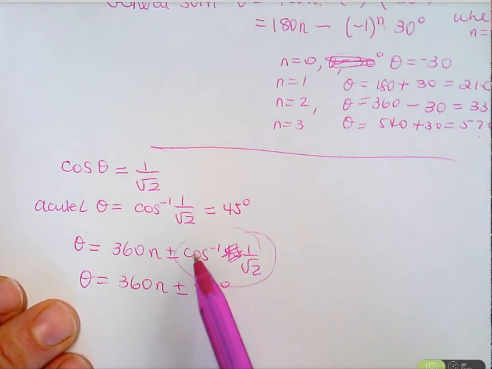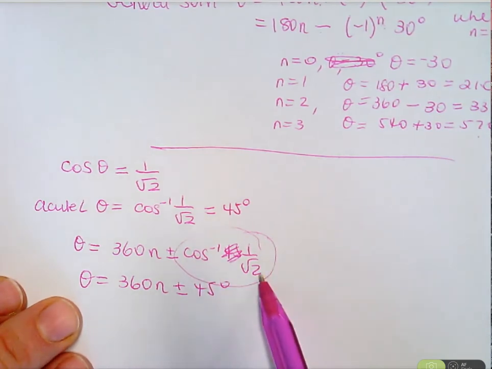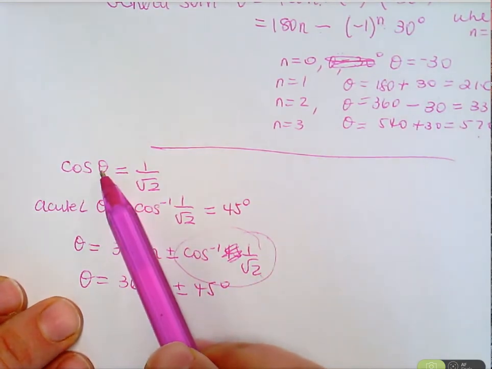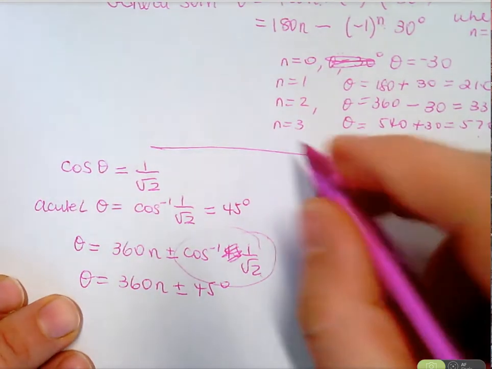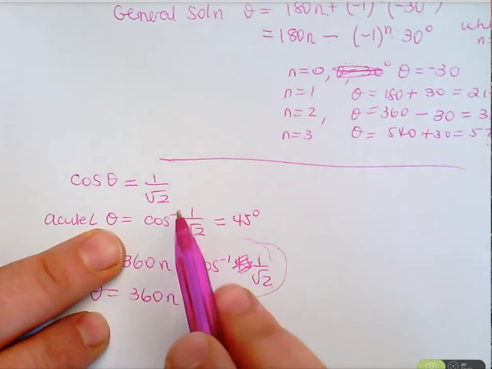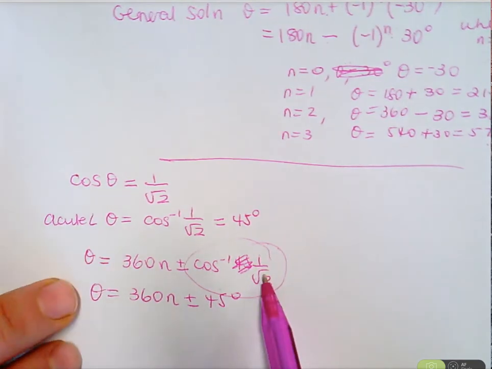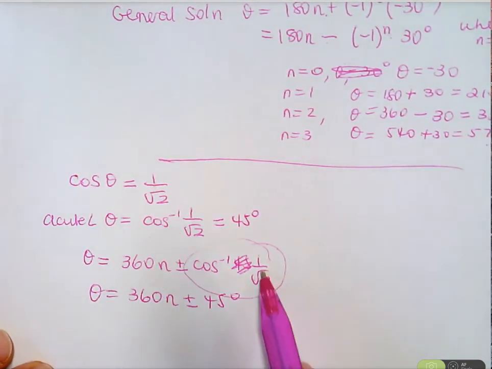So if you recognise that cos to the minus 1 of 1 on root 2, it's actually just the solution to that. It's the theta. See, theta is cos to the minus 1 of 1 on root 2. That's what that is. That's your alpha in your formula sheet.